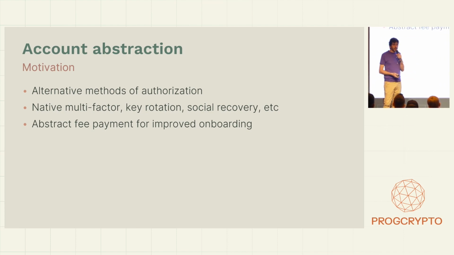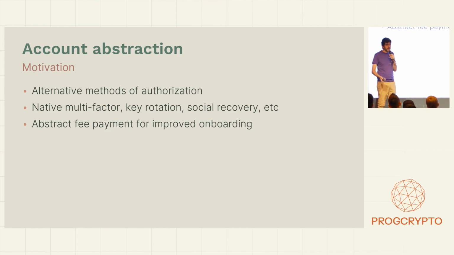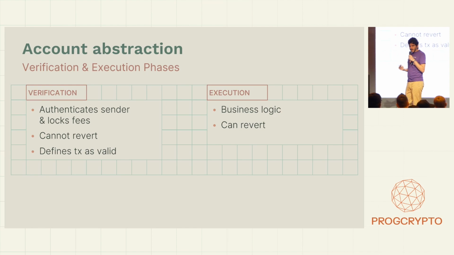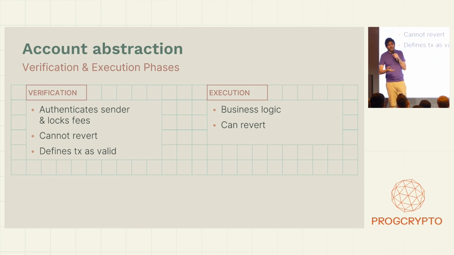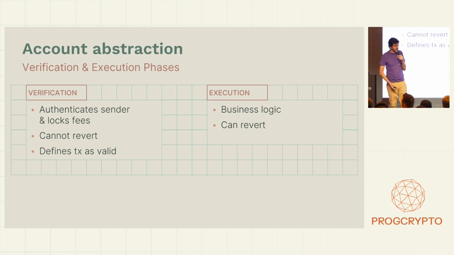Account abstraction also can serve as a building block for abstracting fee payments and allowing users to pay transactions in kind or to subsidize user transactions, which is super, super important in the context of onboarding. Account abstraction then usually takes this shape. It breaks the transaction into two distinct phases: an initial verification phase, think of it as a Boolean function, that defines whether the transaction is valid or not, and also locks the fees for payment, and an execution phase that carries the actual logic, the business logic.